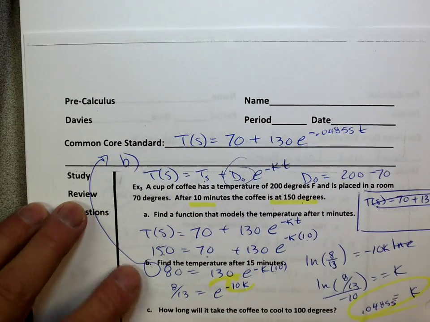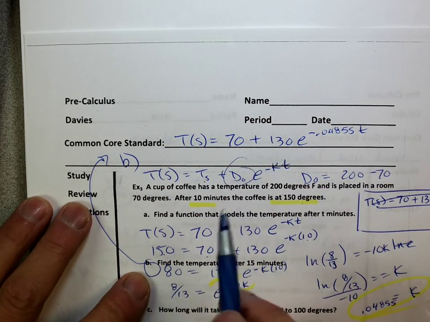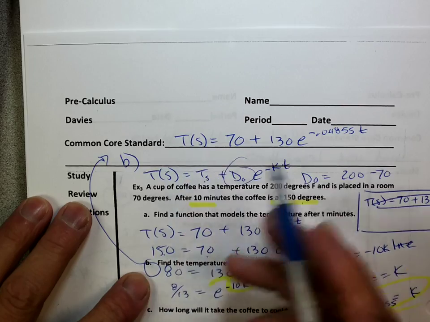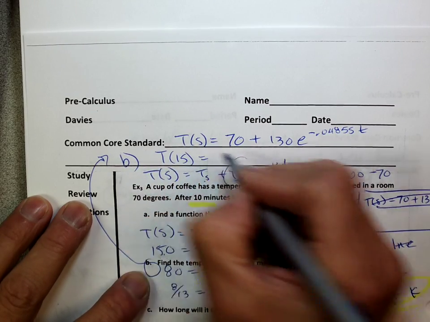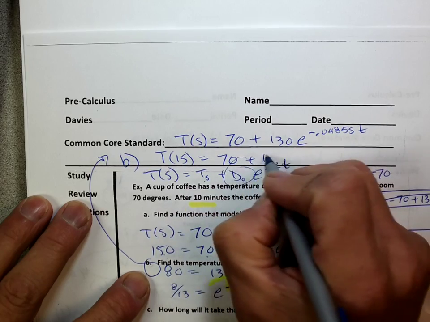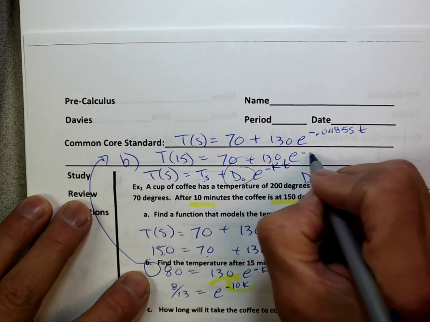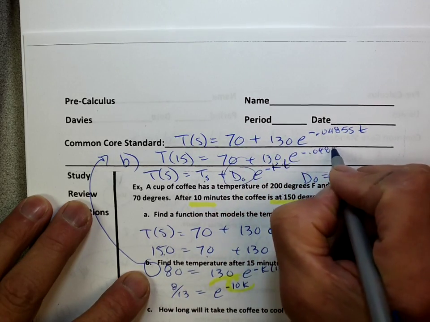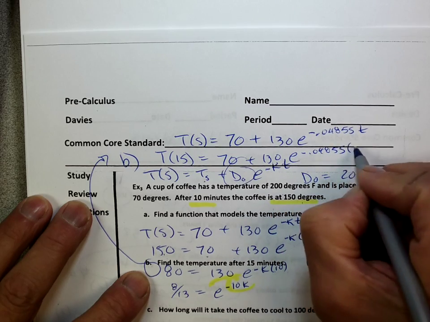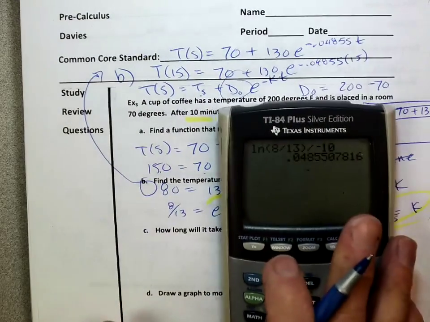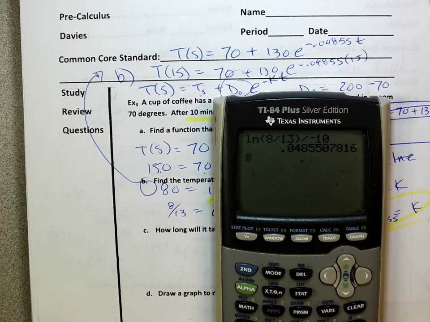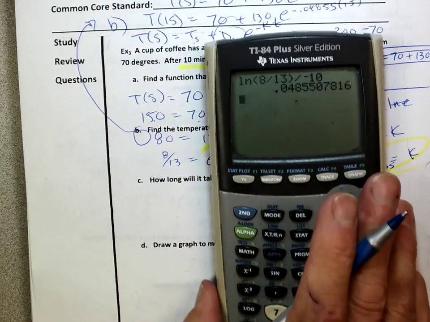Temperature after 15 minutes, so I'm going to go T of 15 is equal to my 70 plus 130 e to the negative 0.04855 times my 15. Okay, now the cool part is I still have that number in my calculator, right? So when I type it in, I'm going to use my answer button for super accuracy. You want to see super accuracy?